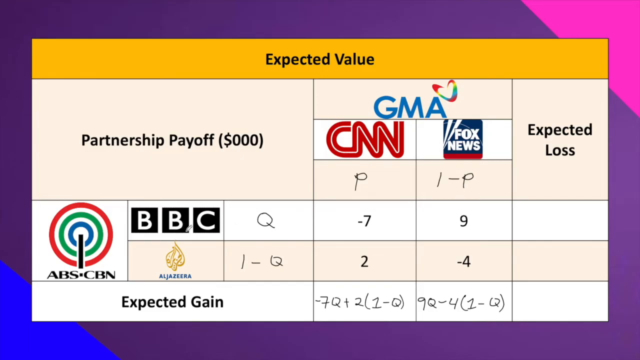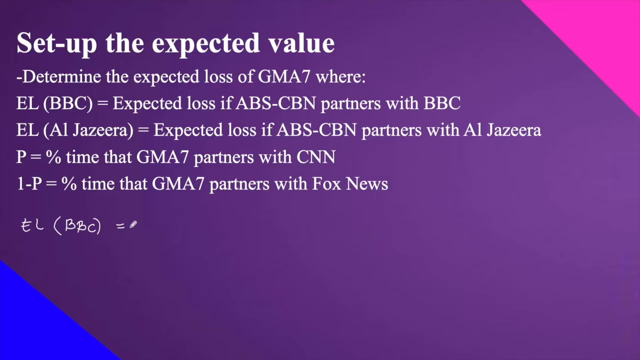BBC, nandito si BBC. Okay. Ang tingin naman dito, guys, kanina kung ang tingin natin patayo, ngayon ang tingin natin pahalang. Dahil tintingnan natin ano yung total expected loss ni GMA7 if ang pinili ni ABS-CBN na partner is si BBC. So, meaning, that will be negative 7 multiplied to P plus 9 multiplied to 1 minus P. So, let's write it here. Negative 7 multiplied to P plus 9 multiplied to 1 minus P.